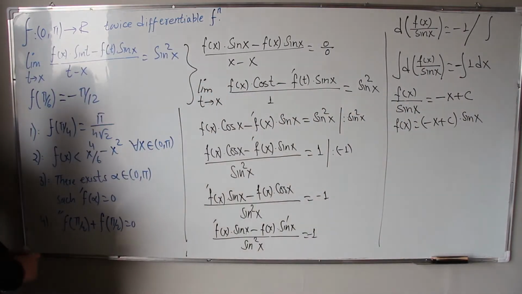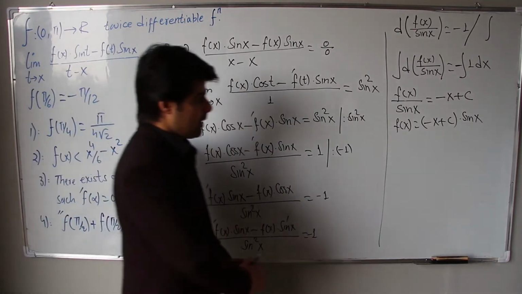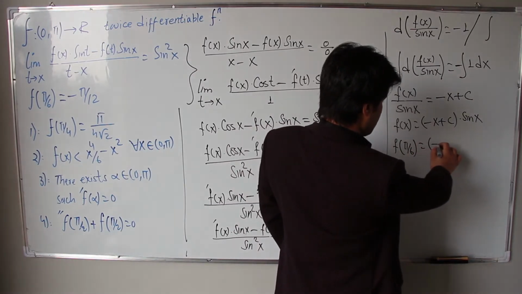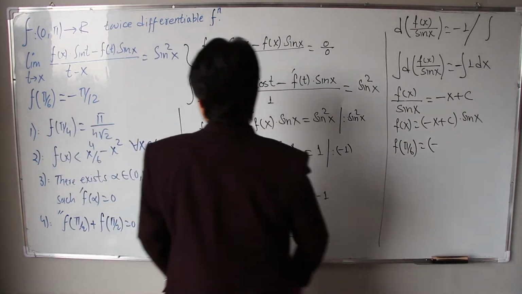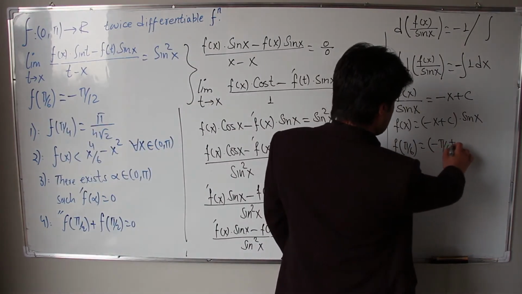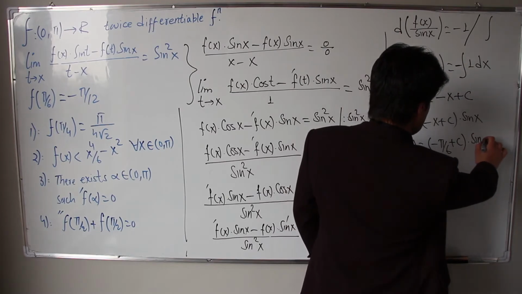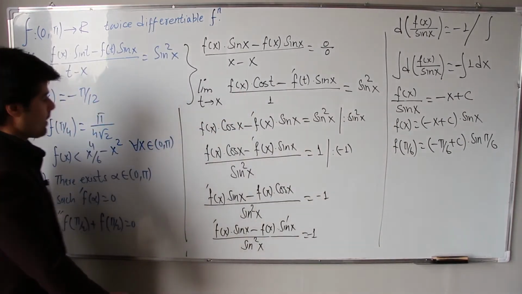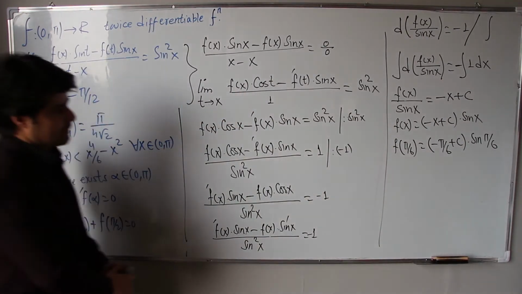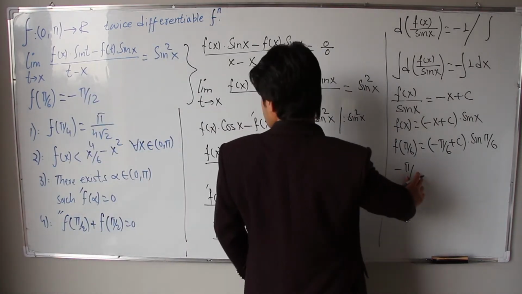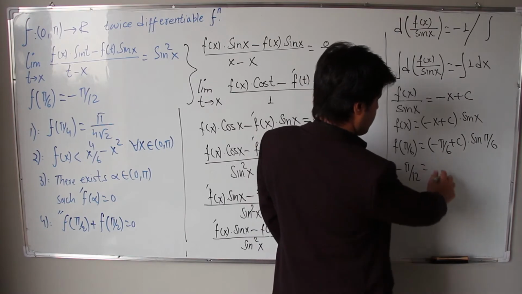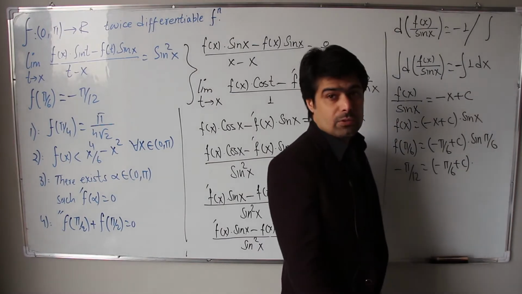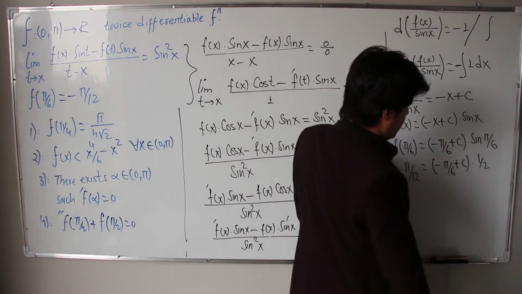Now, we have this situation. You have to put pi upon 6 instead of x. So f(pi/6) is equal to minus, instead of x, you put pi divided by 6, plus c, times sine pi divided by 6. And we have f(pi/6) equal to minus pi divided by 12. And this one is minus pi divided by 6 plus c. And what's the sine of pi upon 6? This one is, I think, 1 divided by 2.